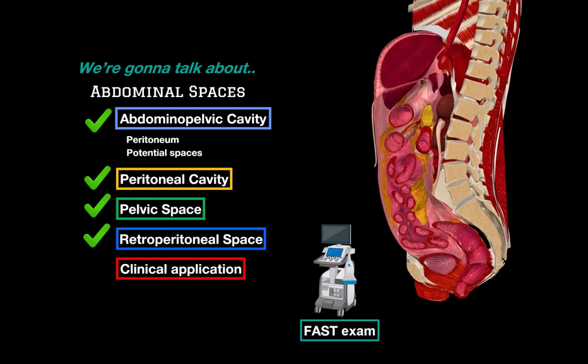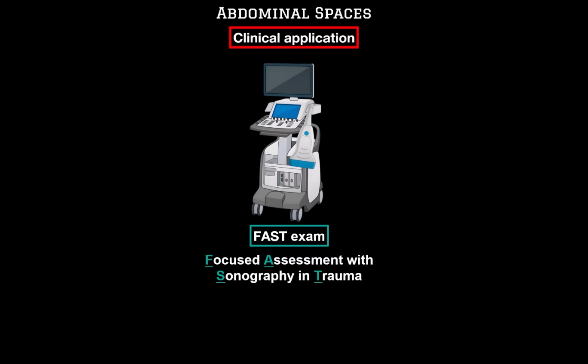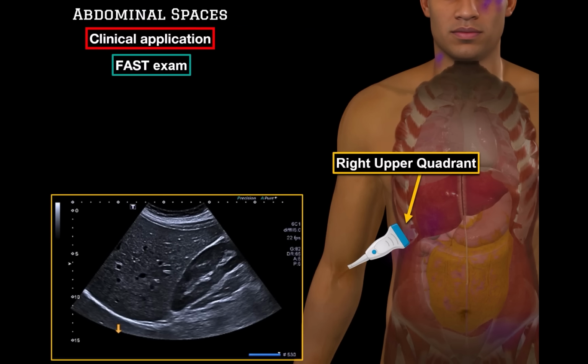Let's go back to the FAST exam. FAST stands for Focused Assessment with Sonography in Trauma. It is a rapid bedside ultrasound used to detect free fluid in trauma patients, which in an acute trauma setting is assumed to be blood. The exam evaluates 4 predefined locations. The first one is the right upper quadrant.